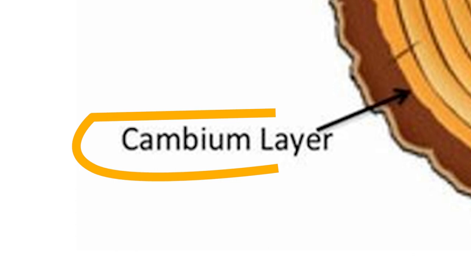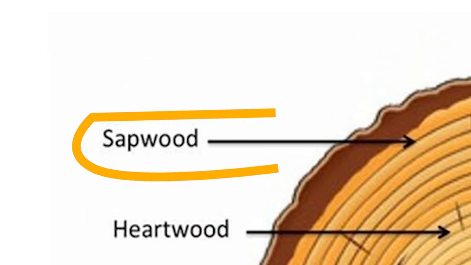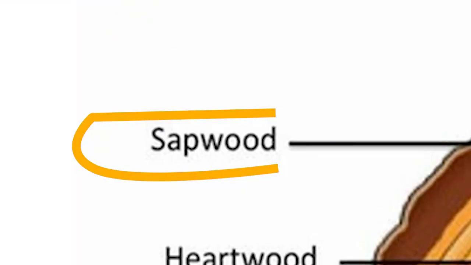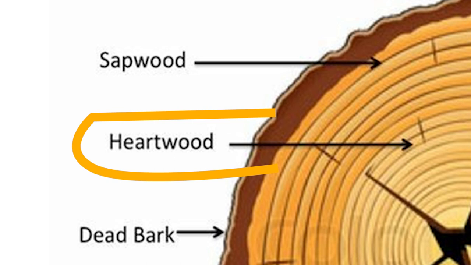After the cambium layer, we have what we call the sap wood. The sap wood contains a lot of active living cells. The sap wood acts like a mother that nourishes her children. The sap wood transports minerals and salts all the way from the root system to all other parts of the tree. Now, after the sapwood, we have what we call the heart wood, the very heart of the tree.